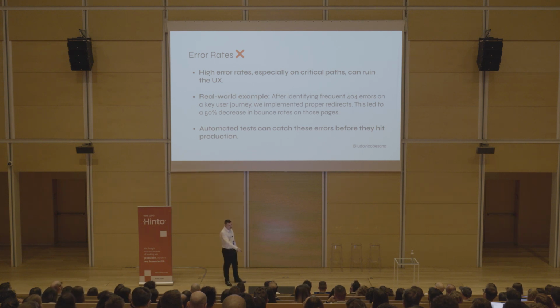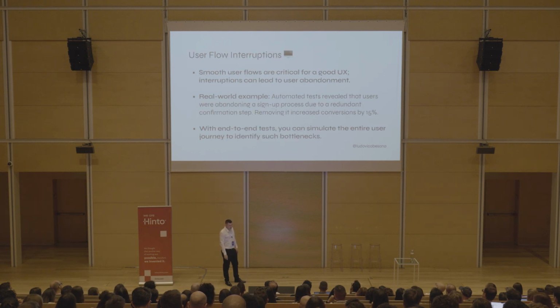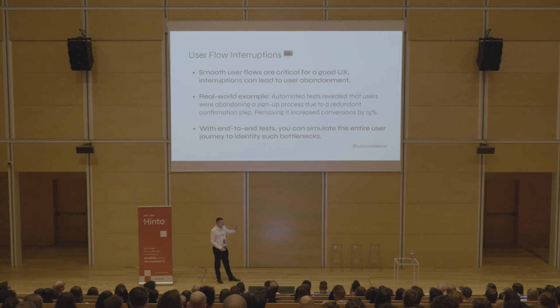OK, so automation can catch this type of error during the test. User flow interruption, again, because we want the user to do the full flow of an e-commerce, of an onboarding, of a landing. OK, the important thing is that the user comes to our website and completes the flow. And this is the important thing.